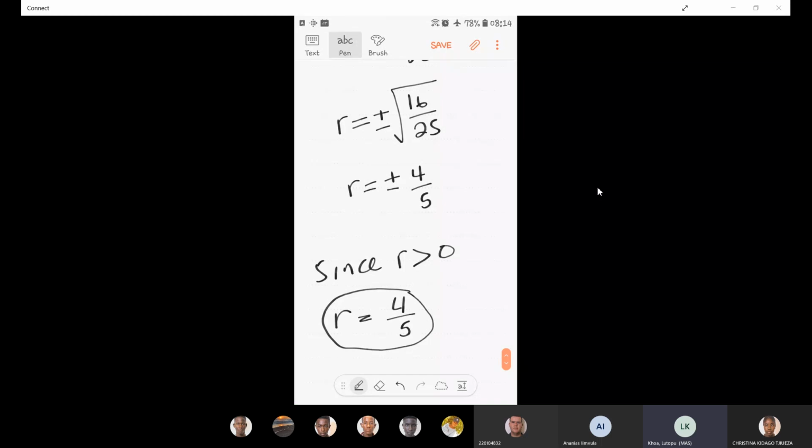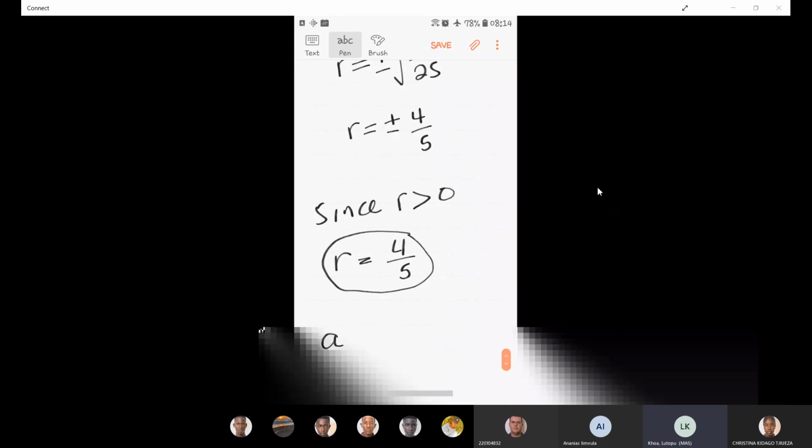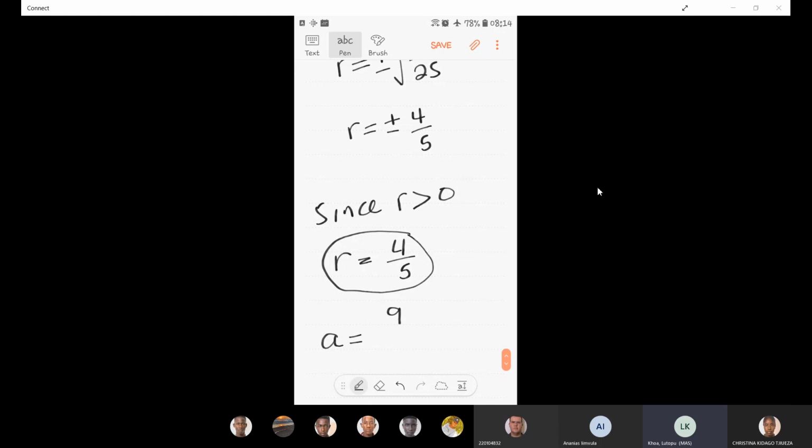Okay, so now that we know what R is, we are asked to work out the first term, A. This is equal to 9 over 1 plus R, which is 4 over 5, and when we work this out, you get 5. Okay, so that is how you would do that one. Nothing difficult or complicated about that. It's just about understanding the question, seeing the information that you're given, and then working out what it is you're asked to work out.